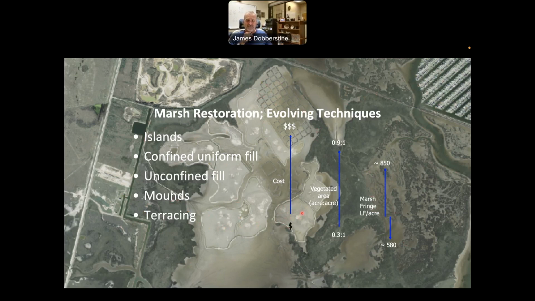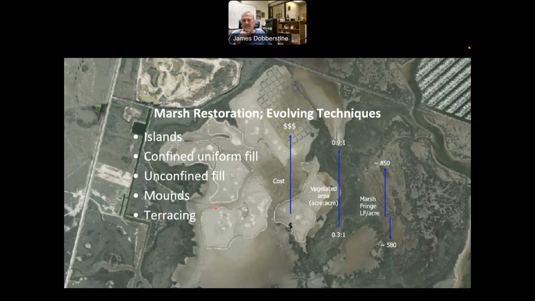But the downside of that is they also tend to produce the least vegetated area. So for every acre of restoration site, the acre of vegetated area you get tends to be a pretty low ratio, like 0.03 to 1 on the low end. And that linear fringe that you get, the intertidal zone that's the most productive in terms of aquatic habitat values for fisheries, for instance, tends to be the lowest as well.